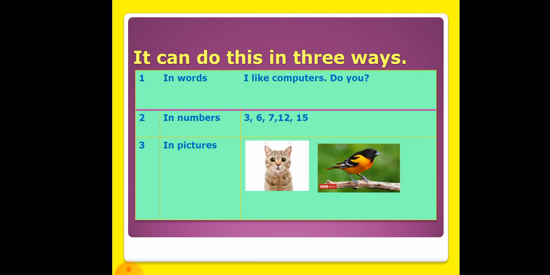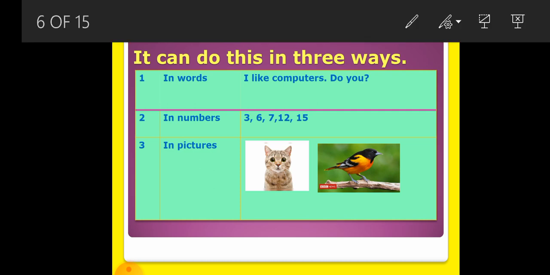Next one, in numbers. 3, 6, 9, 12, 15, etc. Any number. So data can be stored in the form of numbers also. Next, in pictures. Examples are given here. Cat, parrot, so bird. So pictures can be stored in the computer. Okay, got it, children? So these are some inputs. So information or data given to the computer is called input. So data can be stored in 3 ways. One in words, another one using numbers, next one through pictures.